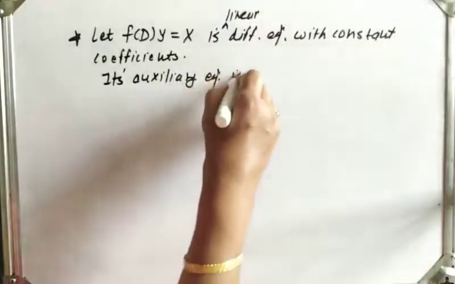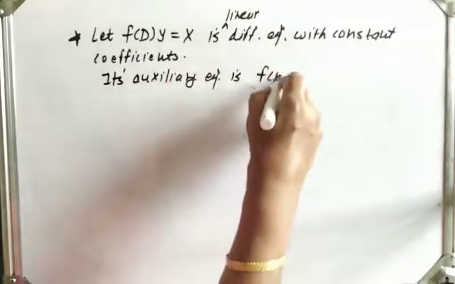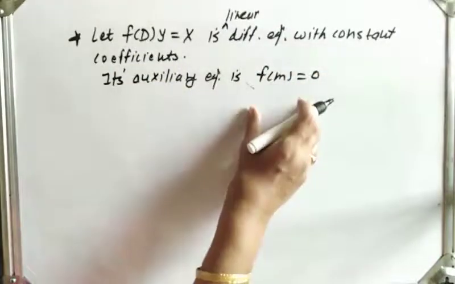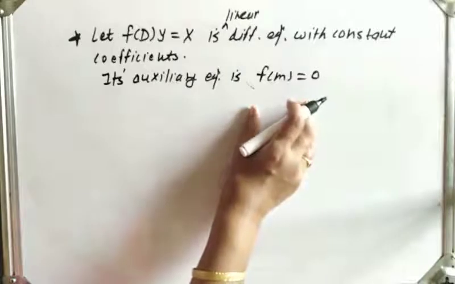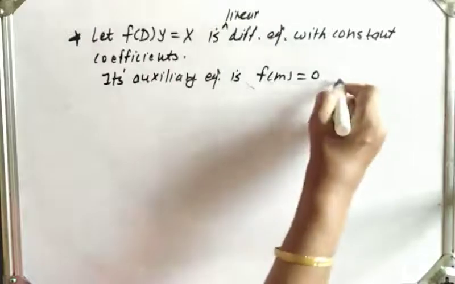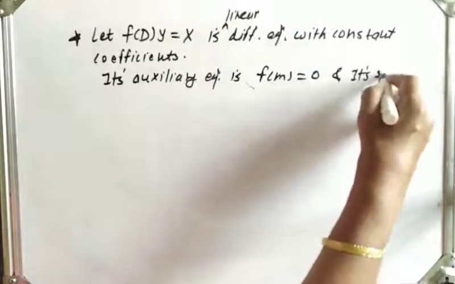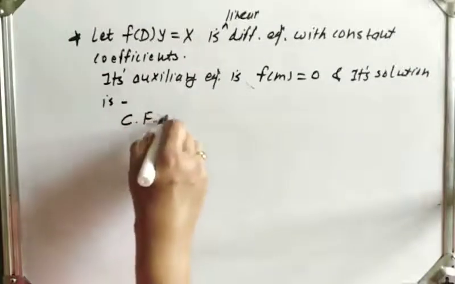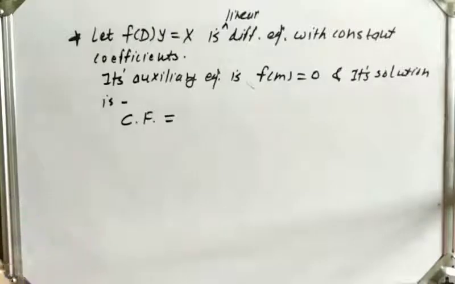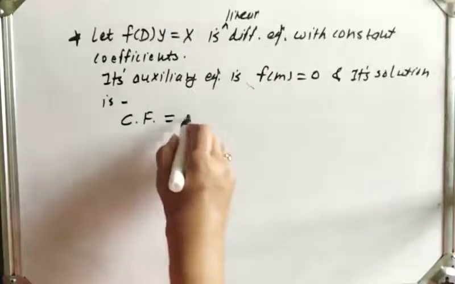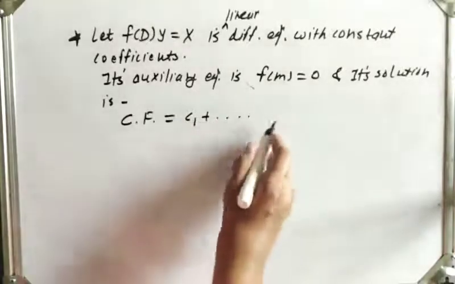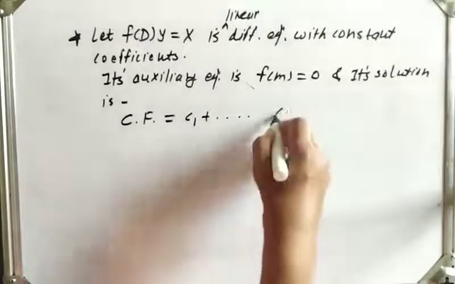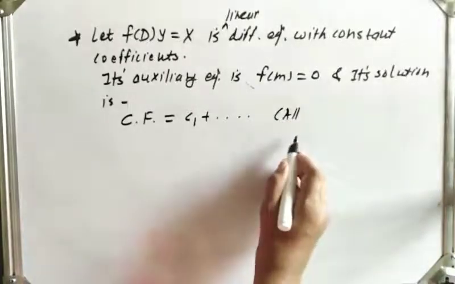Its auxiliary equation from f of d is f of m is equal to 0. Using this we calculate the complementary function. We call this solution the complementary function, that is, for the homogeneous equation, the general solution. It has c1 plus and so on, all constants. You can see the examples solved up to now.